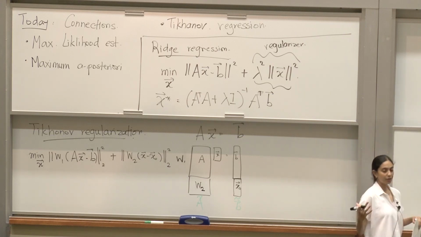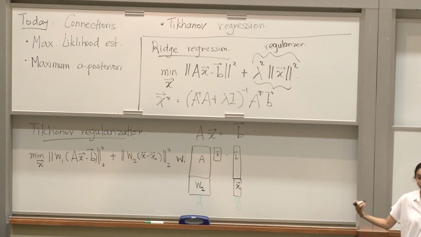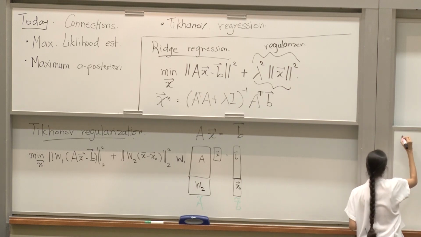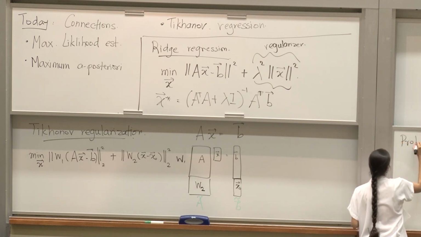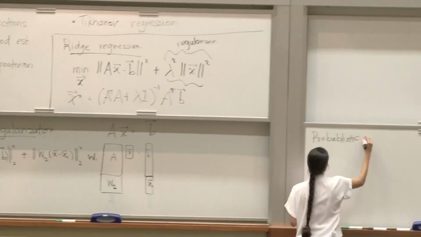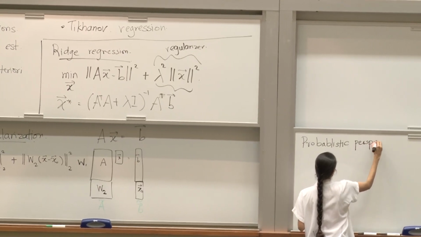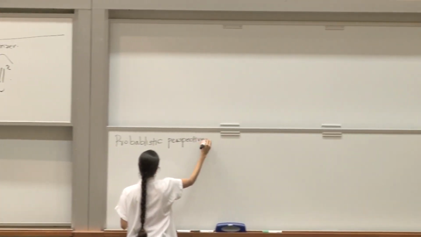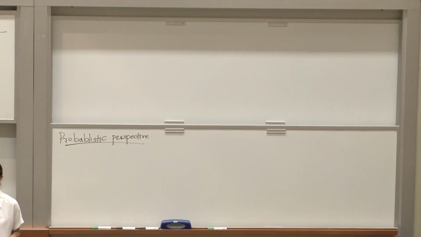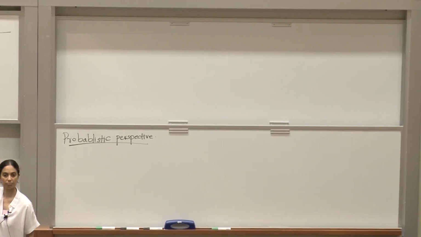So what if I could use probability further to incorporate the side information that I want to consider in my problem? Any questions about this before I proceed?